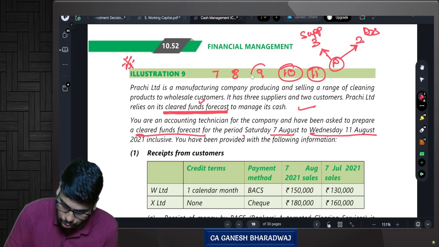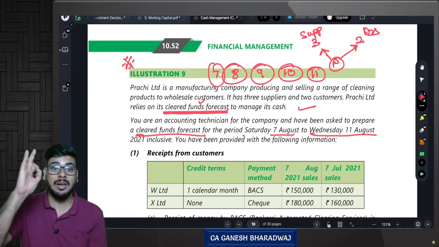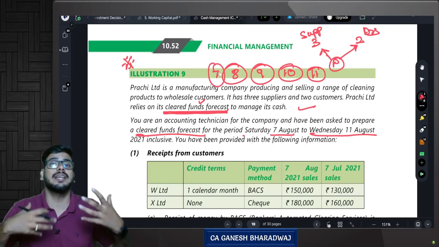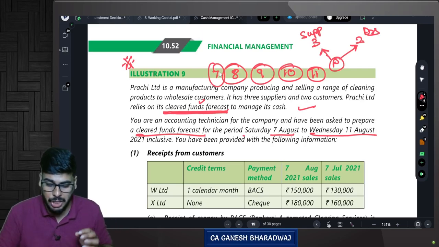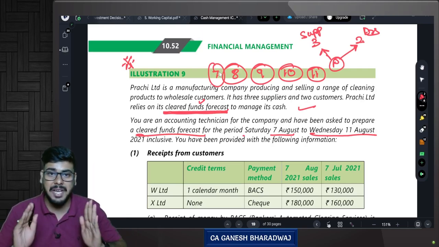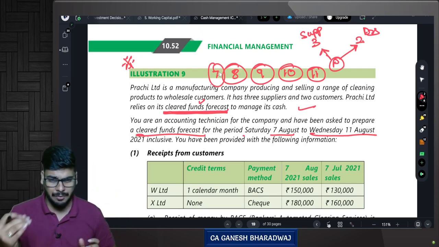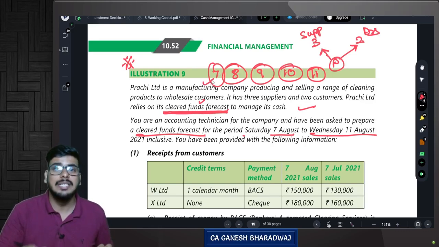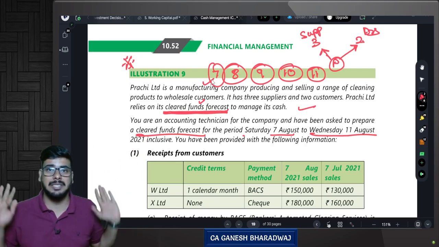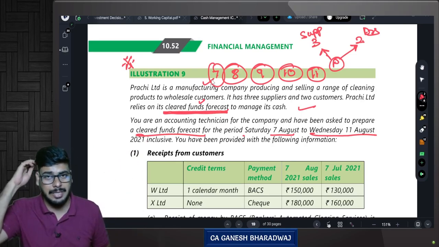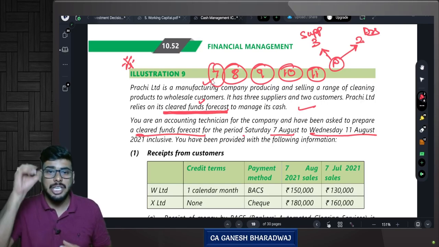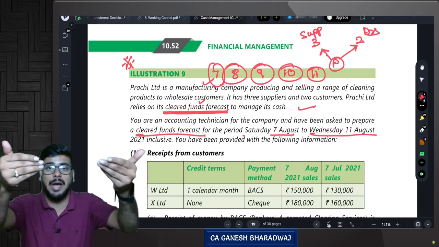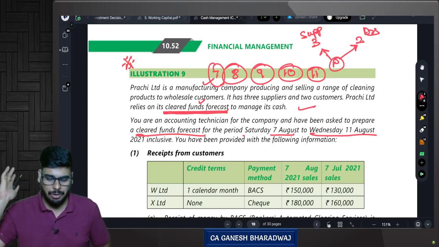So what we need to do is prepare a cleared funds forecast. That is the cleared cash and bank budget for each of the 5 days that they have asked us to do. Are you clear with this? Very simple, no? When will you actually consider things in your budget? Receipts minus payments, that is going to be your excess or your deficit cash, correct? So when will you do this? You will account for it on a particular day only when your bank account is actually reflecting this particular transaction.